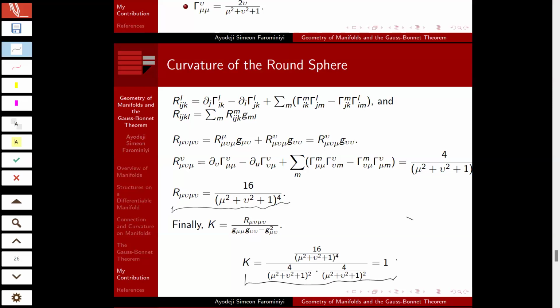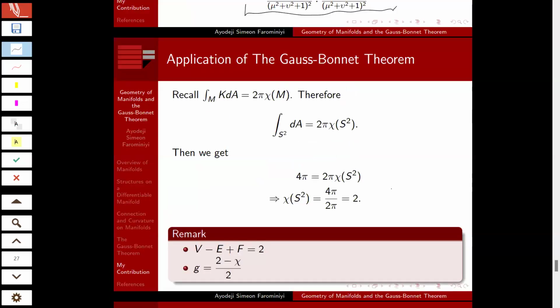Now that we have gotten the curvature, we can use it to find the Euler characteristic of the sphere, applying the Gauss-Bonnet theorem. We recall that according to the Gauss-Bonnet theorem, the integral of the Gaussian curvature is equal to 2 pi times the Euler characteristic. Since the manifold here is just the sphere, S2, and the curvature is 1, we are just integrating 1 over dA. And dA is just the total surface area of the manifold in this case. The total surface area of a sphere is 4 pi r squared, and since it is a unit sphere, r squared is equal to 1. So the integral is 4 pi.